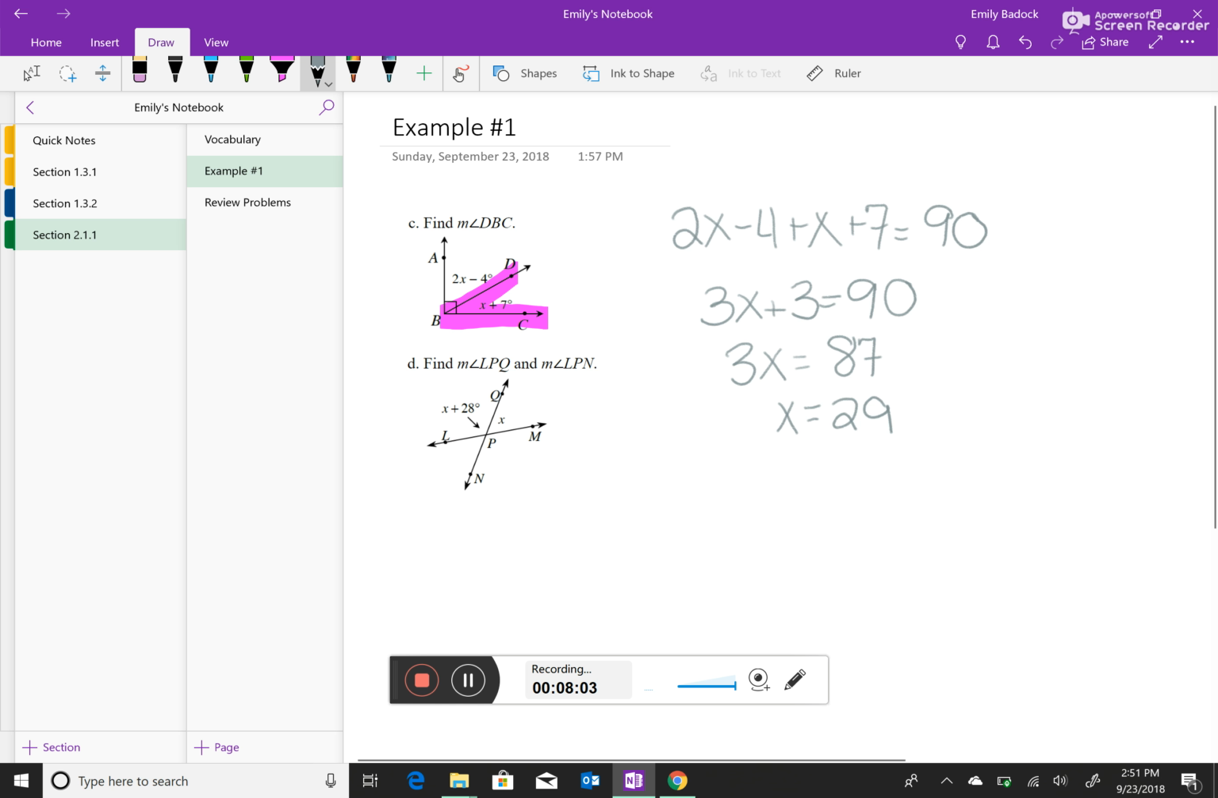Be very careful, especially on the state test. I know I refer back to that a lot, but that's our big goal for the end of the year. They will probably put 29 as an answer for multiple choice. So that's why I always say be very, very clear on what you're looking for here. We are actually looking for angle DBC, which is not 29, but it is 29 plus 7. So we take 29 plus 7, and that gives us 36 as our answer. So 36 degrees there for our answer.